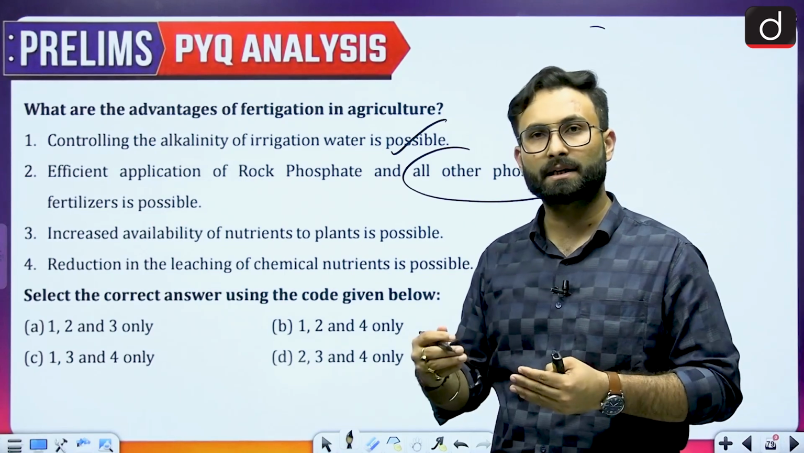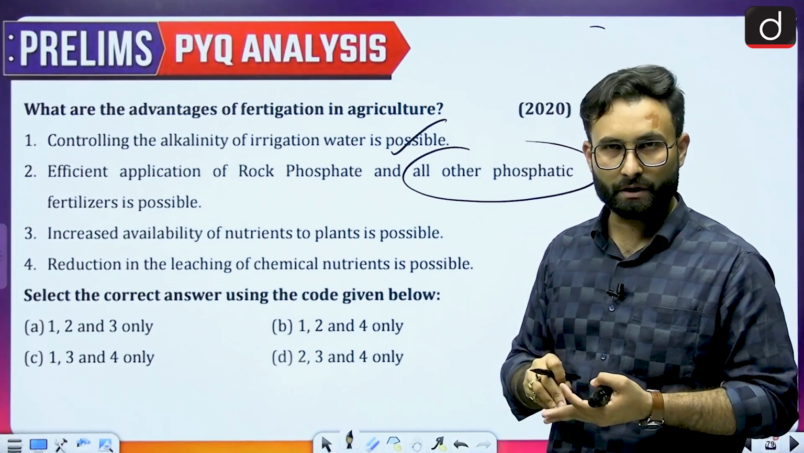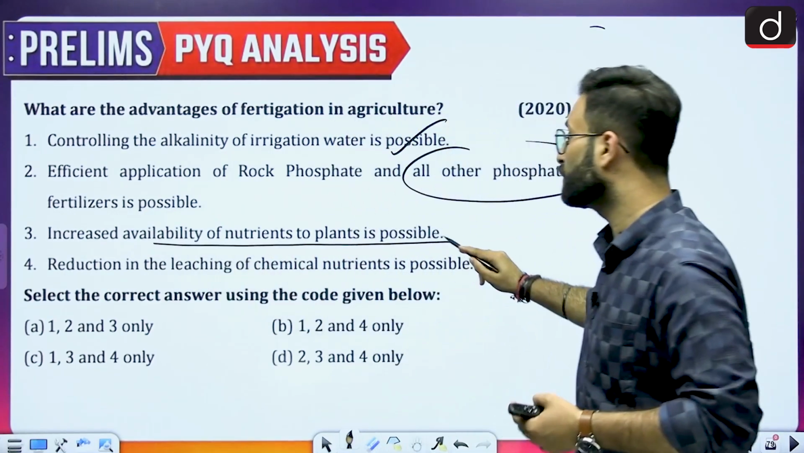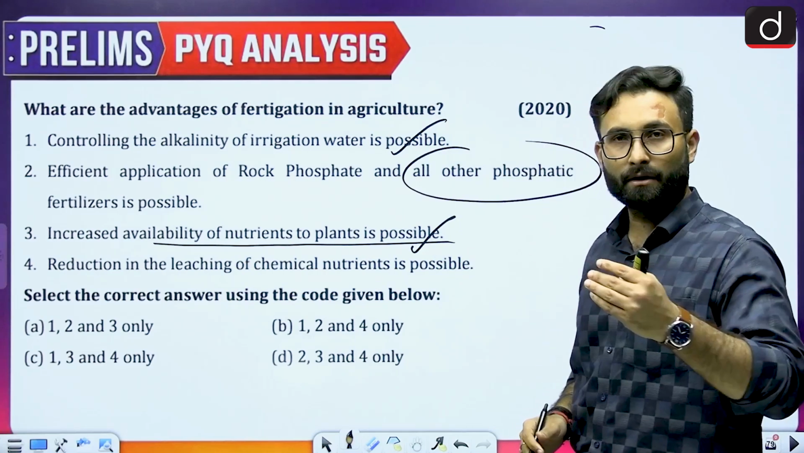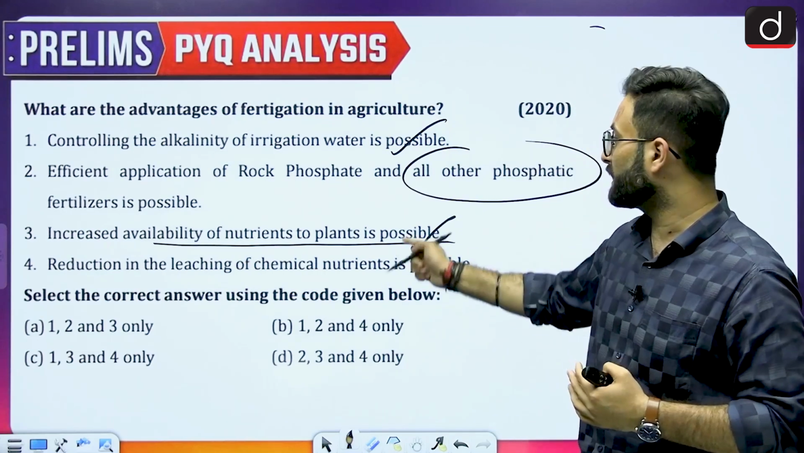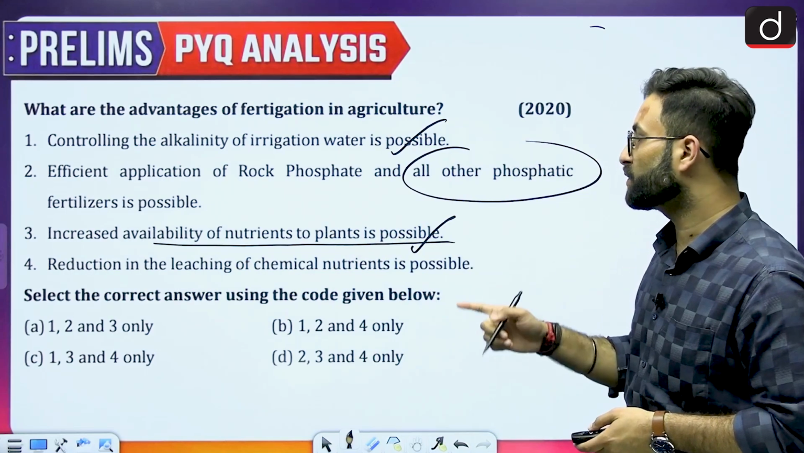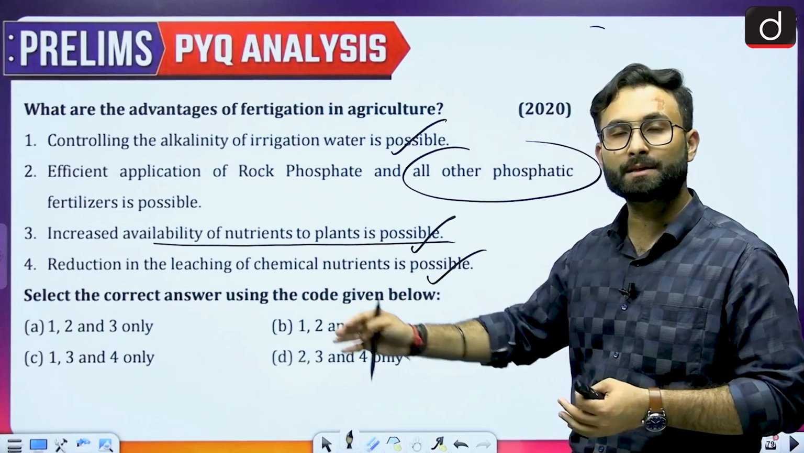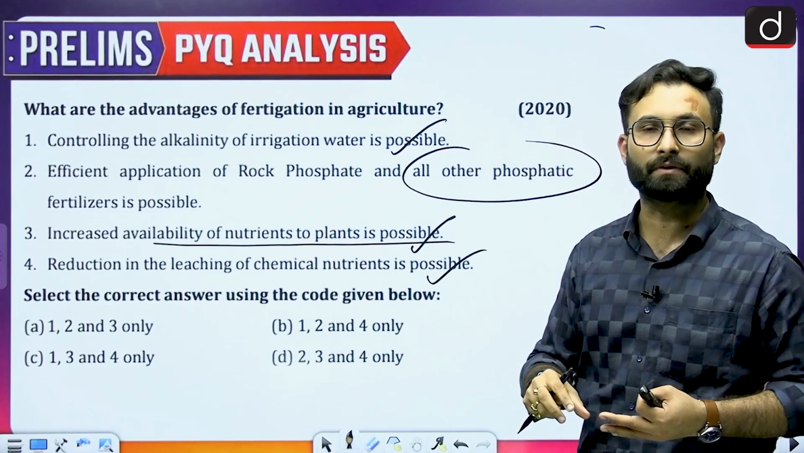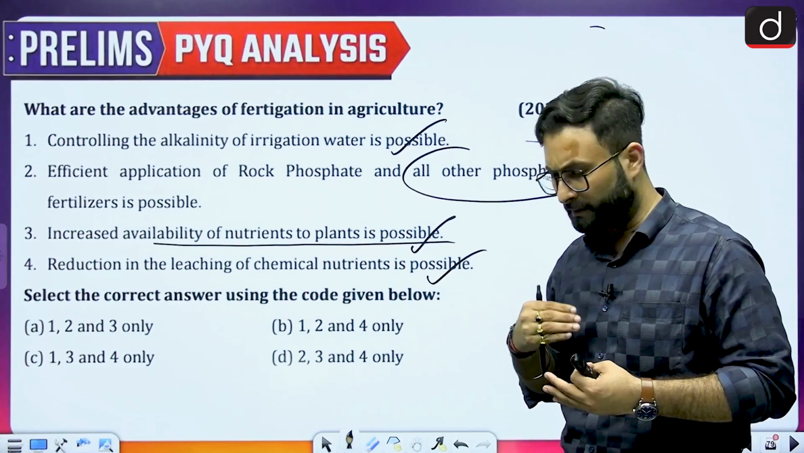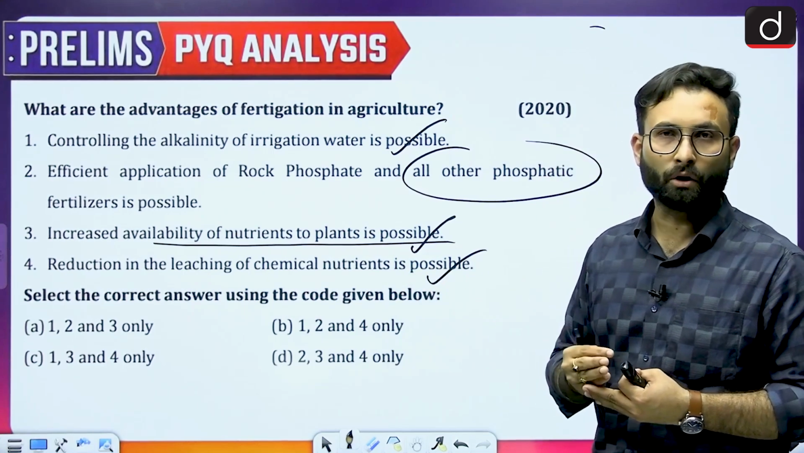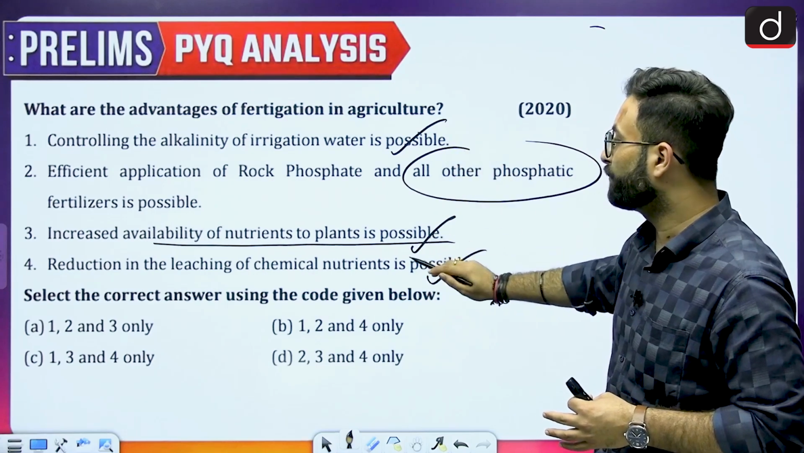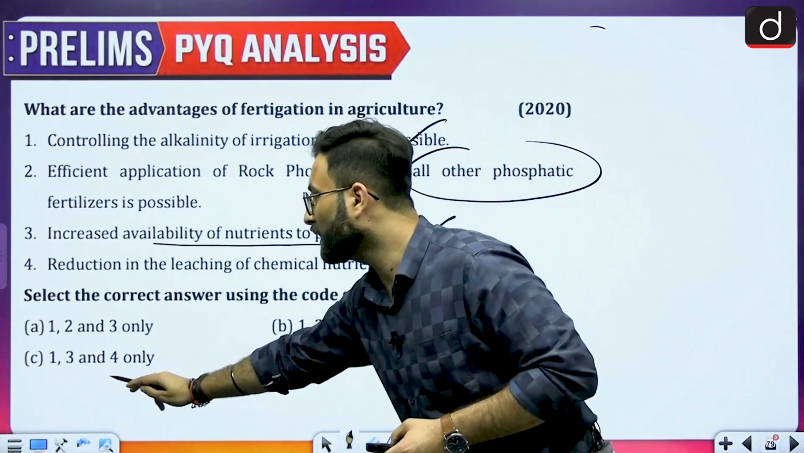Coming to the next one, increased availability of the nutrients to the plant is possible. Obviously if you are going for the irrigation, the amount of nutrients which you are using can be controlled by you, so you can go for increased availability of the nutrients to the plant. Lower wastage will be there, so that is correct. Coming to the next one, reduction in the leaching of the chemical nutrients is possible. Obviously more nutrients will be there for the plants, leaching will be less, because you are going for controlled irrigation as well. The washing away of the nutrients is also not the case over there, and the leaching will not be there. Okay, so 1, 3 and 4 are correct over here, so option C is your right answer.